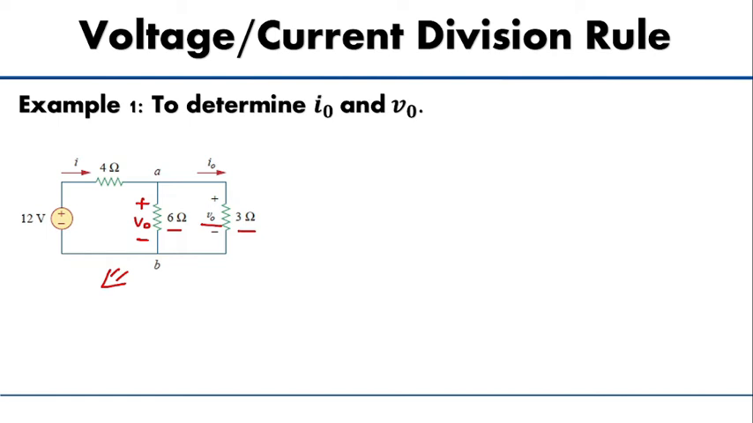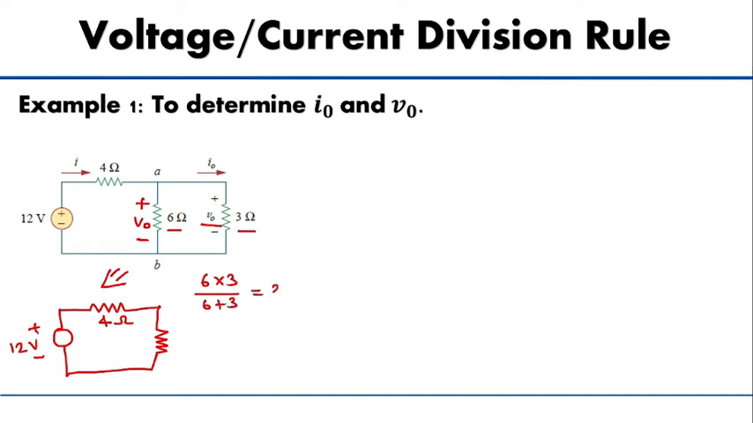For this circuit, we can reduce it like this, and the value is 4 ohm here, and here the 6 and 3 are connected in parallel. We have 6 cross 3 divided by 6 plus 3, which gives you 2 ohm. So therefore, here V naught and here it is V1.